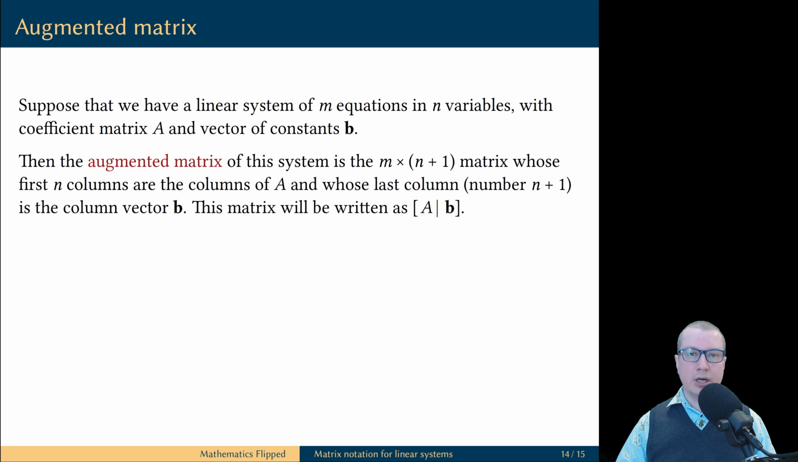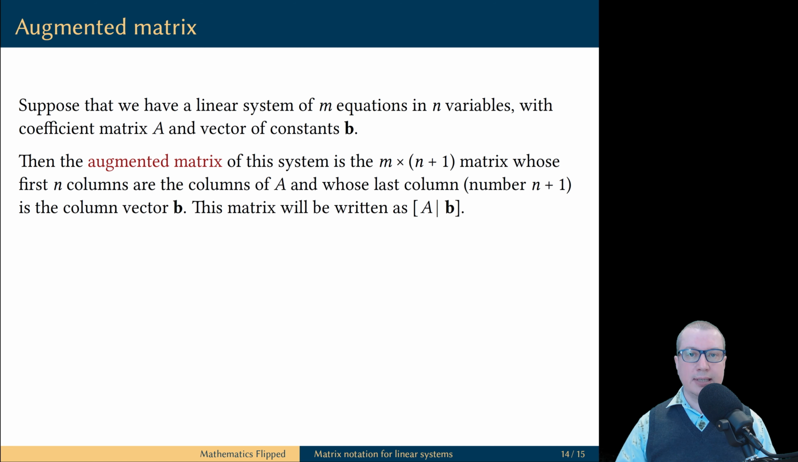Now we know how to use 2 objects to represent a linear system. These 2 objects are the coefficient matrix and the vector of constants. But in fact, we can put these 2 objects together and create one single object which completely represents the linear system. And this object is called the augmented matrix of the linear system. This augmented matrix can be formed by taking the coefficient matrix and then using the vector of constants as an extra column added to the coefficient matrix.